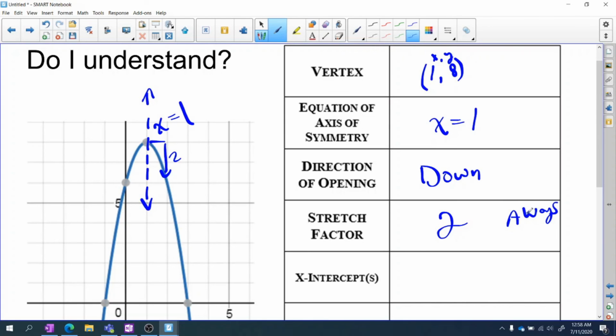Make sure you remember that. Always positive. Guaranteed someone's going to put -2 there because it opens down, and again, you're going to lose probably a 0.5 or something.